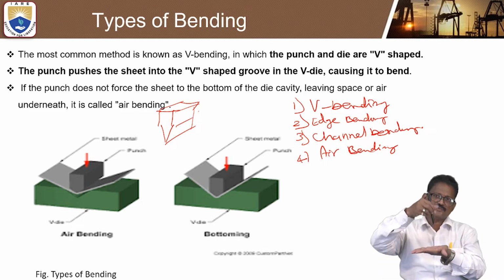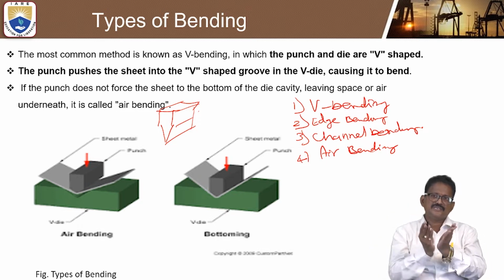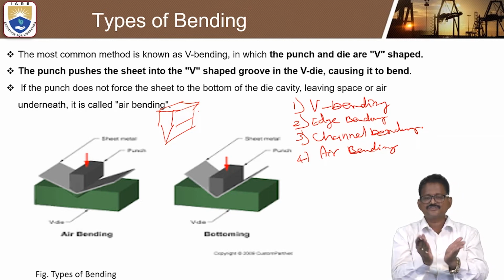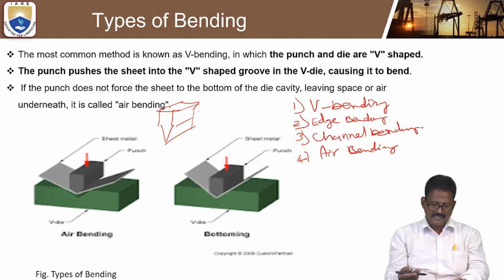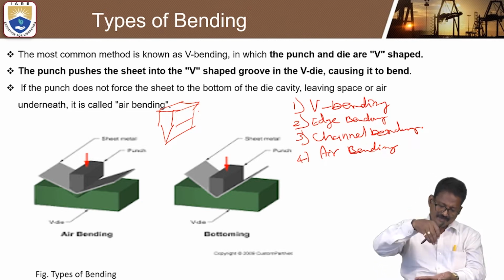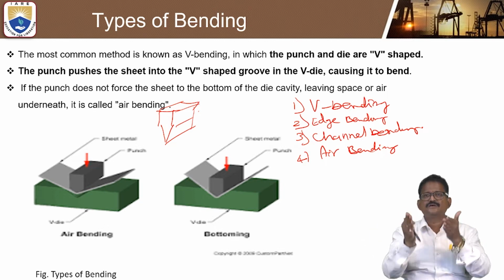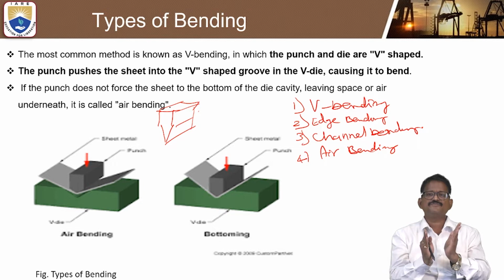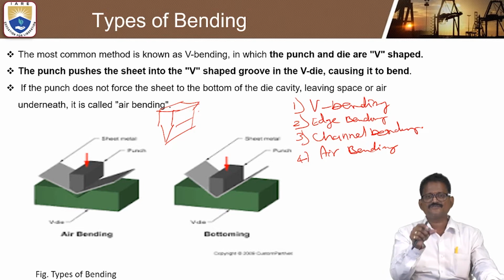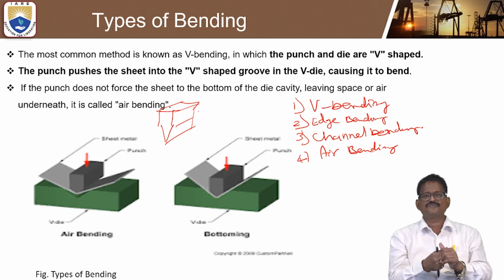When the punch pushes on the sheet, a V-shaped groove may form in the V die, causing it to bend. If you keep some force here, a straight sheet is supposed to bend. That bend shape is a V type. So the V-shaped groove in a V die can fit exactly with that V punch.